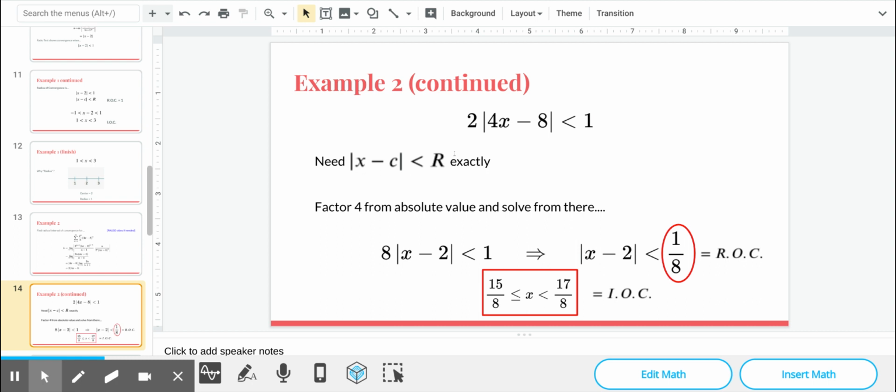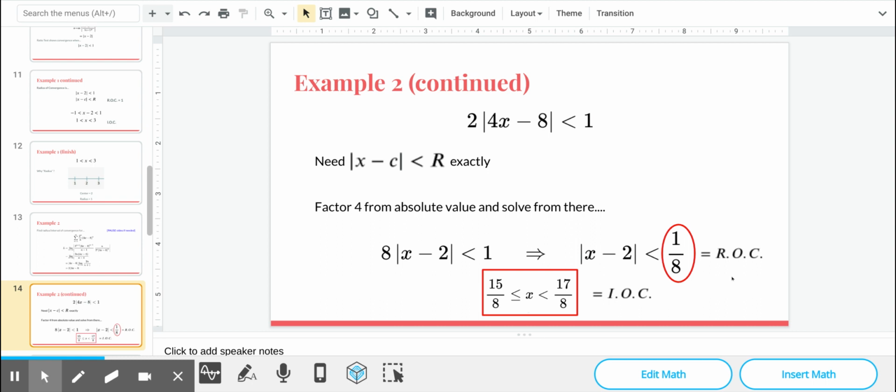That's this form exactly right here, right? |x - c| < r. |x - 2| < 1/8. 1/8 is my radius of convergence right there. Very good. And then if I want to find my interval of convergence, again, I would set up my double inequality. x - 2 is less than positive 1/8, but it's greater than negative 1/8. And then I would add 2 to both sides of that double inequality, and I would eventually get here.